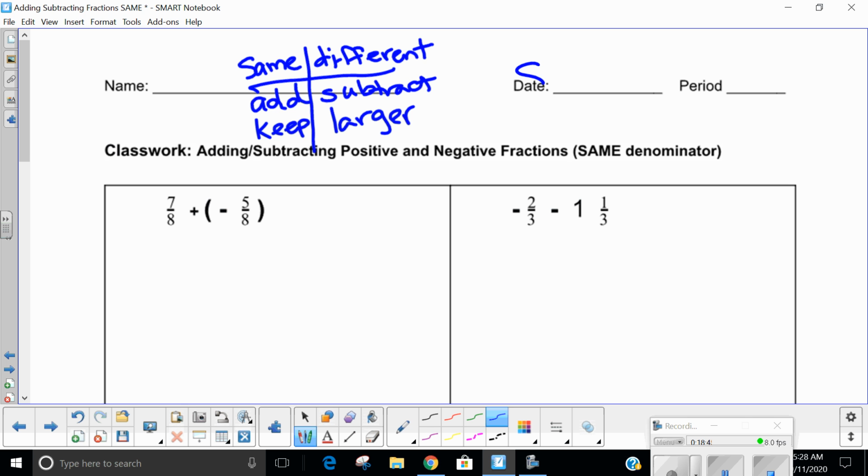And then SAO stands for what? Same, add, and then opposite. And those are the steps for subtracting. Okay, now you can work on your classwork.